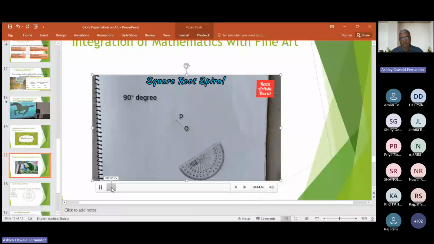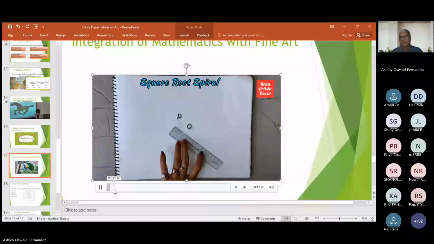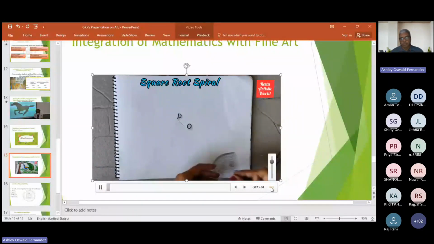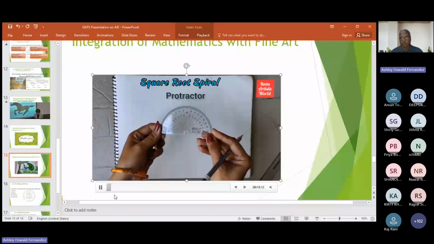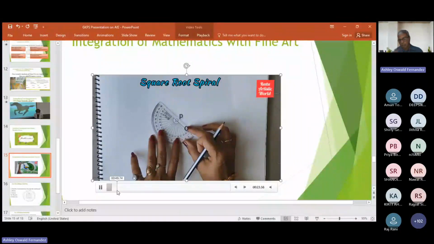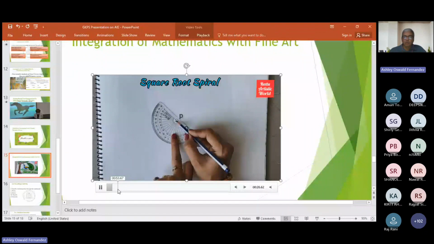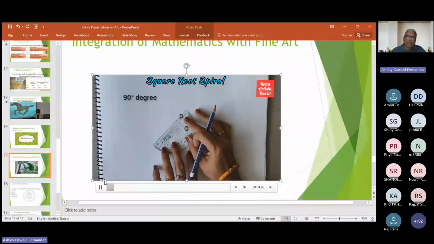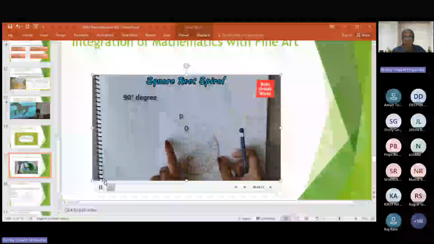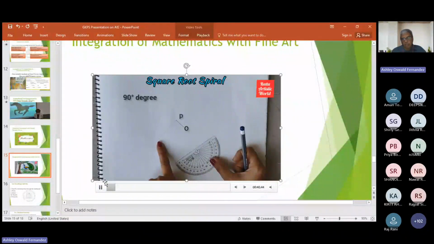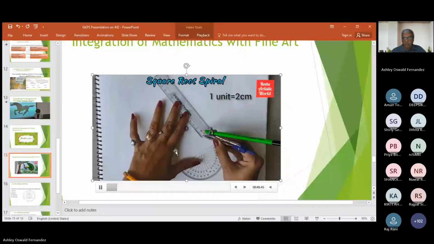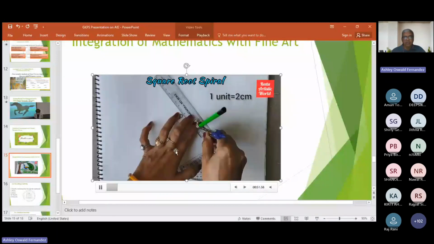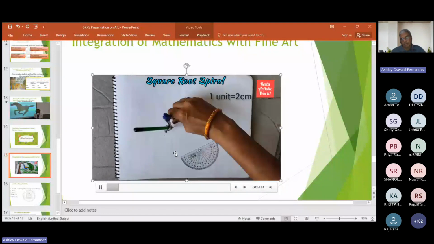Now, see what this lady's trying to do is she's just trying to draw a line, 1 unit, 2 centimeters. Now what she does, she draws a perpendicular on it. Just look at it carefully. I think the math teachers would really identify this very well. Okay, it's a right angle over here. Now what she'll do is she'll cut off on the perpendicular line another 1 unit, which is 2 centimeters. She'll cut it off. Just look at it carefully. She'll cut this 2 centimeter off.